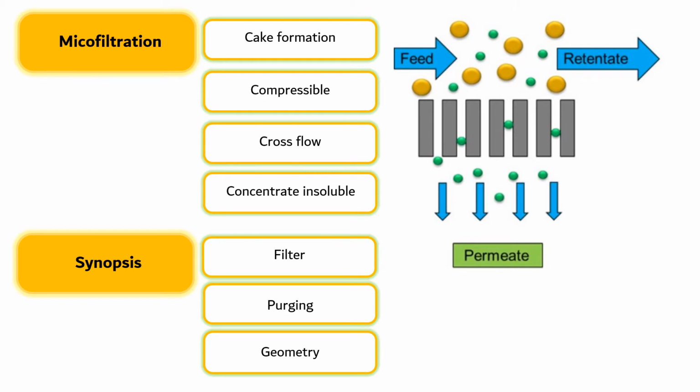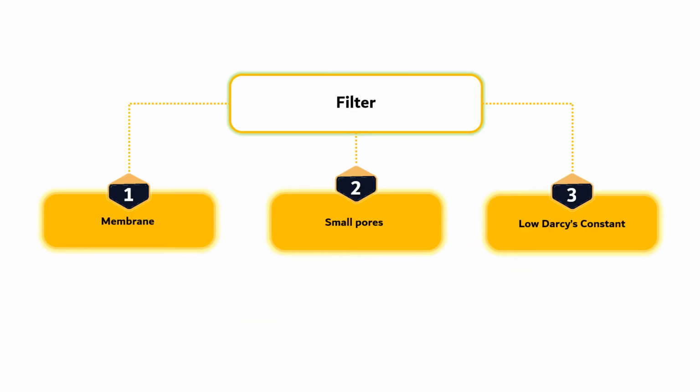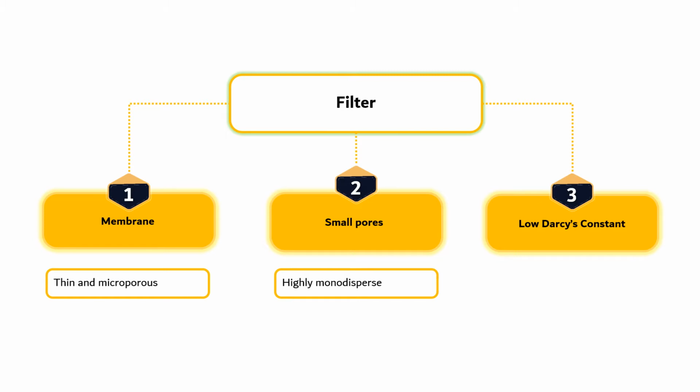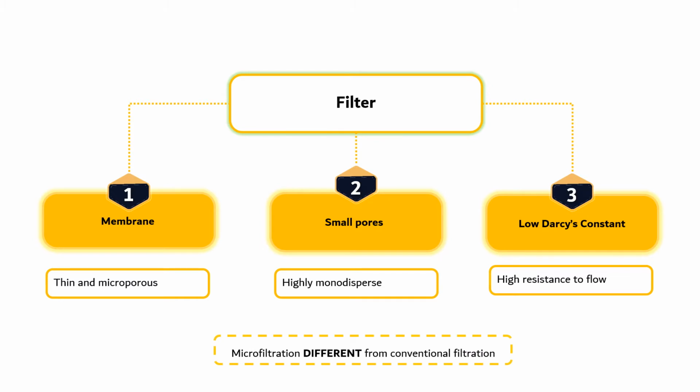The key part of microfiltration is the filter medium itself, which is also known as a membrane that is thin and microporous. The pores are small and highly monodisperse as they must retain the particles being filtered, but quickly pass liquid and smaller solutes. As a result of small pores, the membrane has a low Darcy's permeability and a high resistance to flow. These features mean that a microfiltration membrane is different from a conventional filter medium.